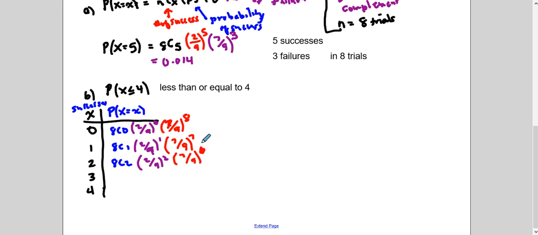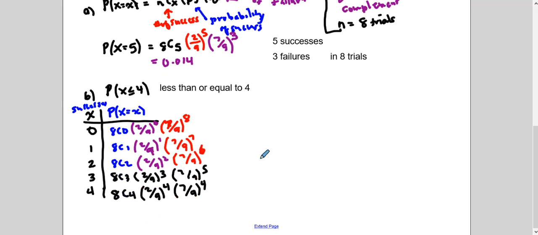All right. So what I'm going to do here is push pause. I want you to try to write down the next two, similar to what you see there. So hopefully you got what you see there. 8 choose 3, 2 over 9 to the power of 3, 7 over 9 to the power of 5, right? And that's all straight multiplication.